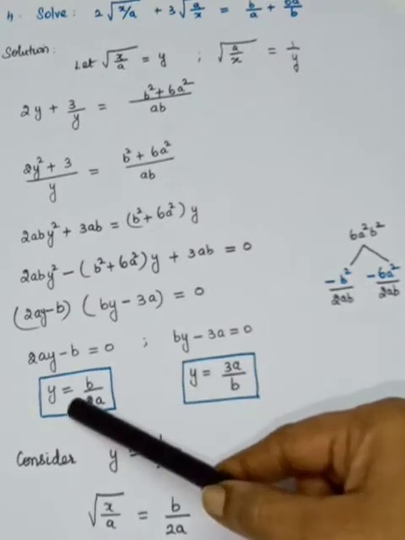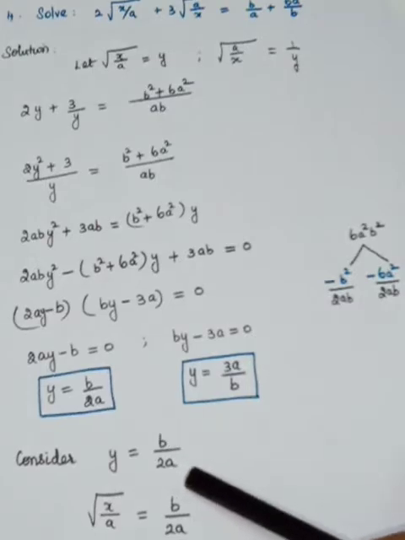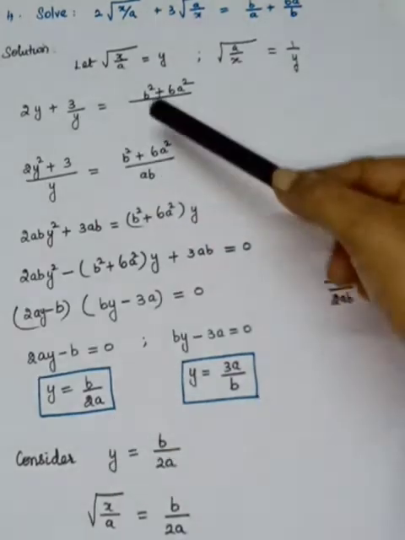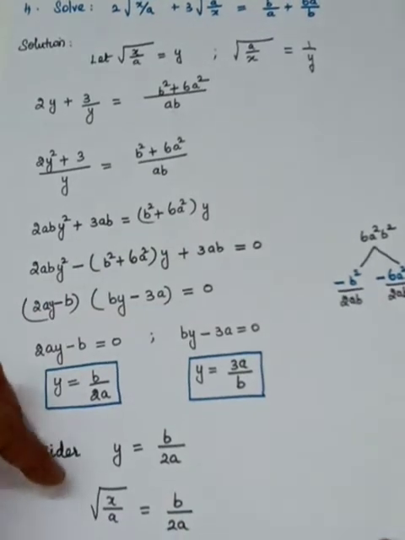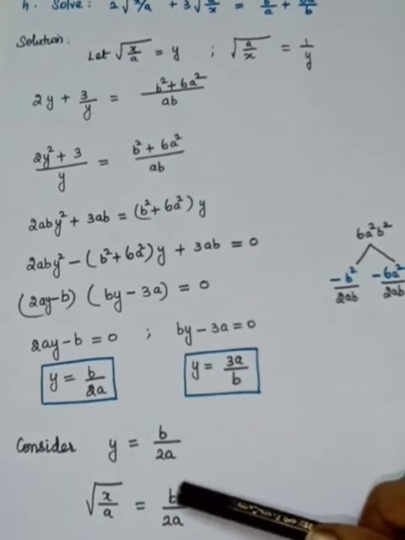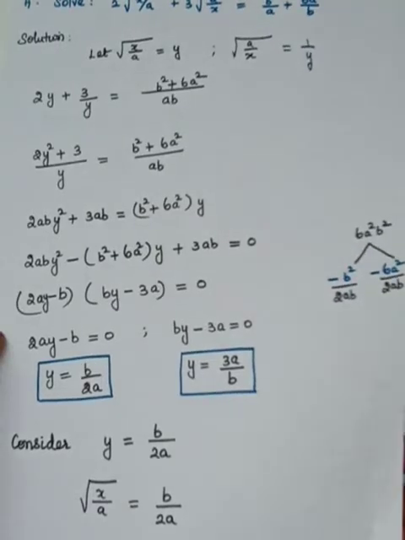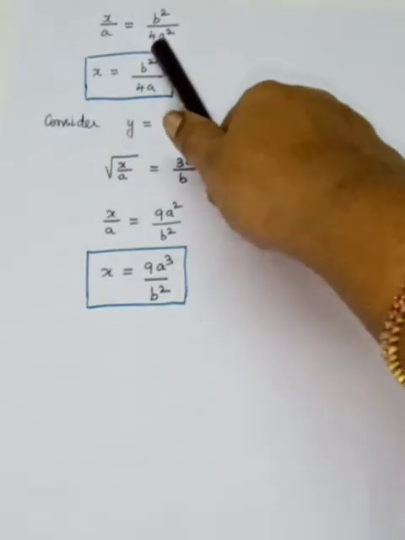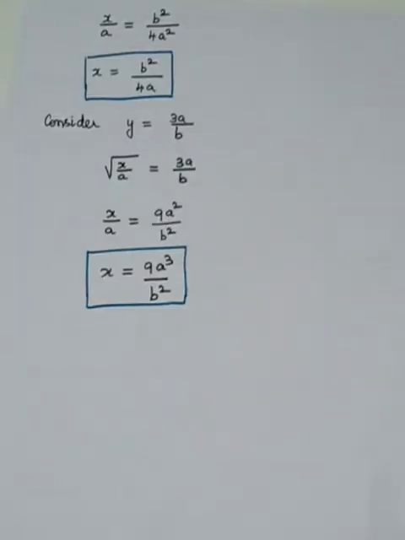Consider the first one. y is equal to b by 2a. What is y? What we have taken is square root of x by a is equal to b by 2a. And squaring on both the sides, when you square here, it is x by a. When you square this, b squared by 2a the whole squared. What is 2a the whole squared? That is 4a squared. So this a and here 1a are getting cancelled. So therefore x is equal to b squared by 4a.